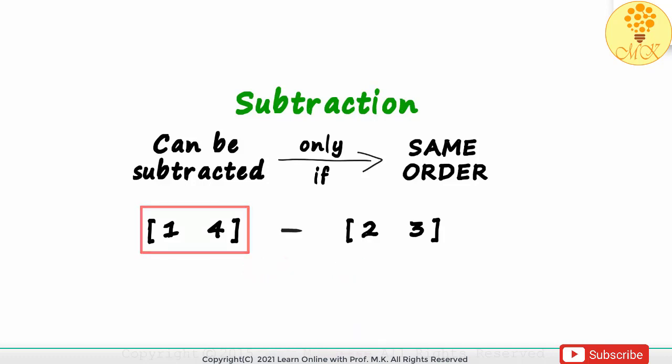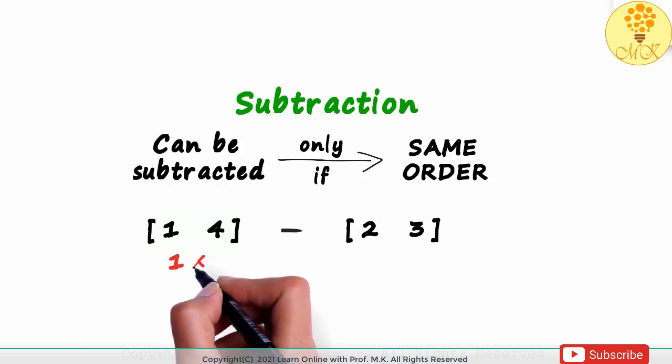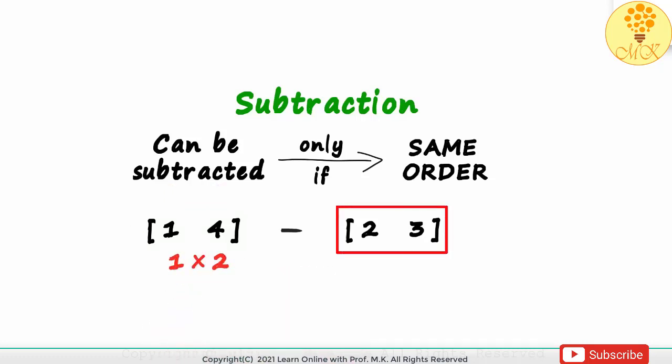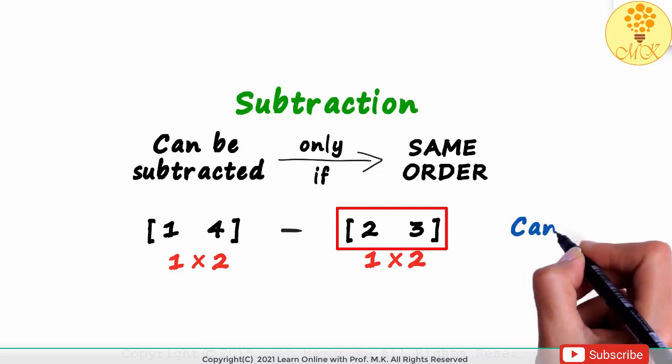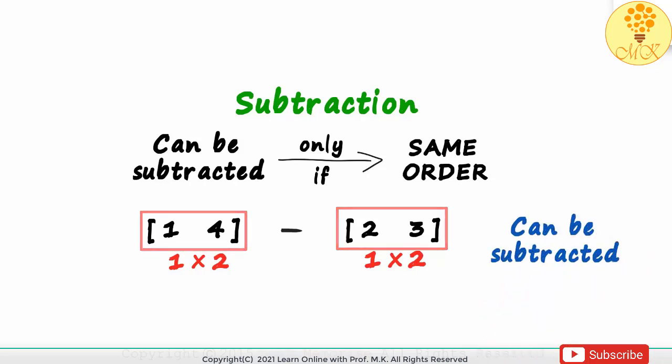The first matrix has 1 row and 2 columns. Its order will be 1 by 2. And as the second matrix also has just 1 row and 2 columns, its order will also be 1 by 2. Because their order is the same, subtraction is possible here. The second matrix can be subtracted from the first one. But how do we subtract now?